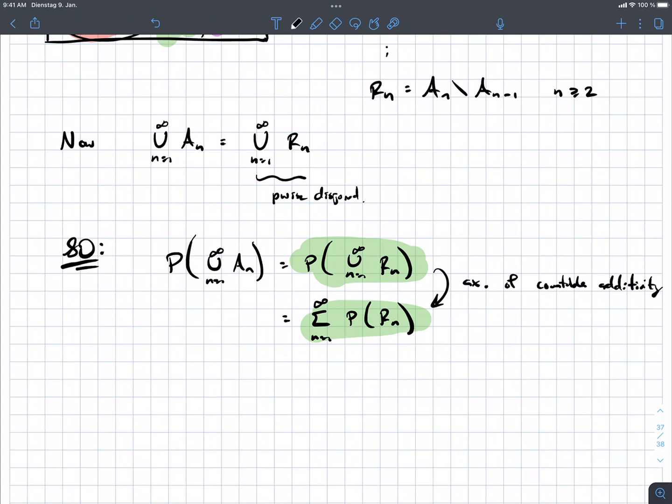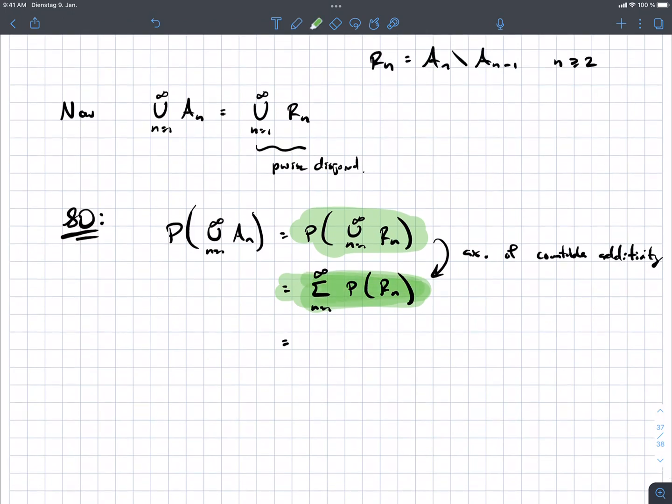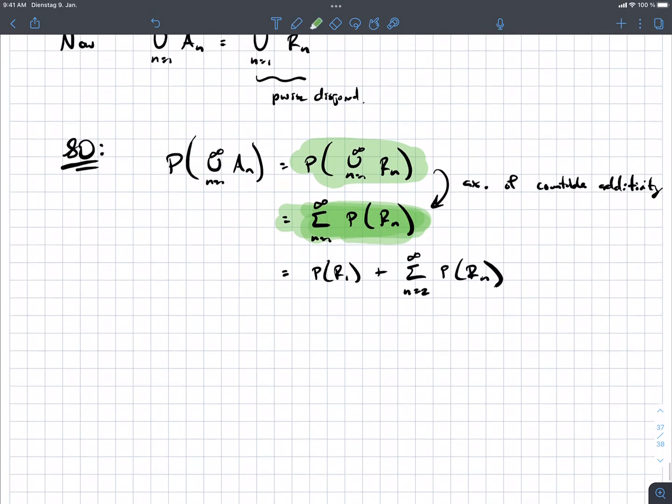Countable additivity. That's axiom number 3. All right, so now I can think about this sum of the Rn's. So this is going to be like probability of R1 plus probability of R2, and so on. But for a reason that will become clear in a moment, let me just take the first one out, probability of Rn, like this. Let's think about these probabilities over on the side.